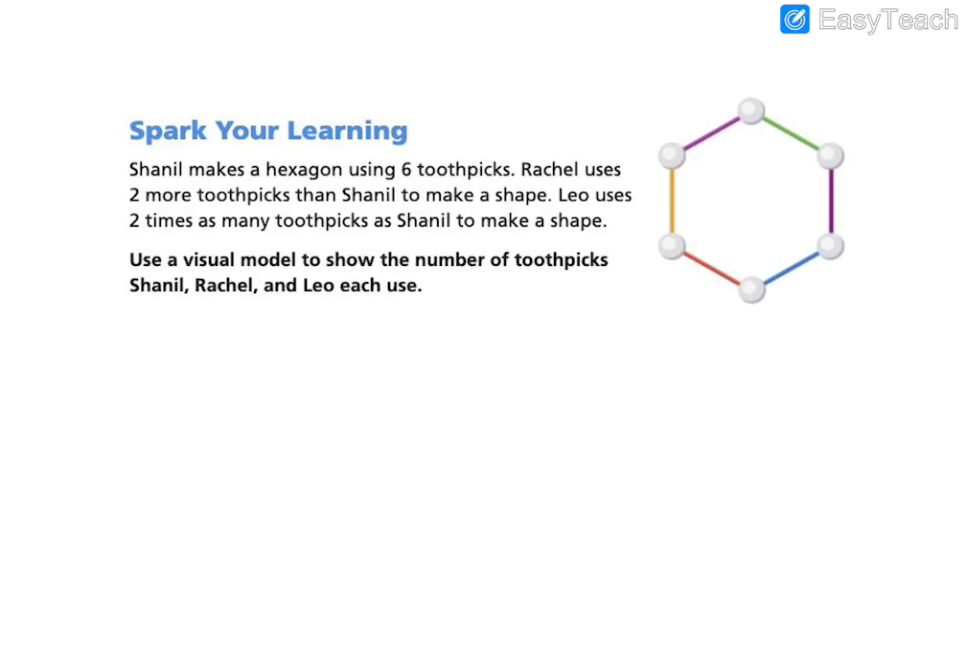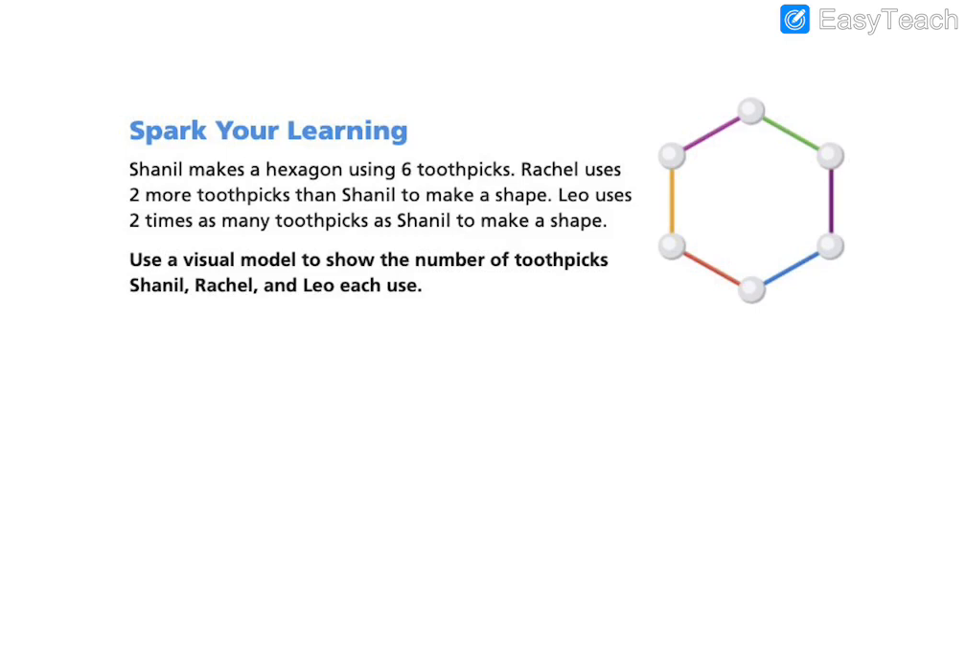Chanel makes a hexagon using 6 toothpicks. Rachel uses 2 more toothpicks than Chanel to make a shape. Leo uses 2 times as many toothpicks as Chanel to make a shape. Use a visual model to show the number of toothpicks Chanel, Rachel, and Leo each use.